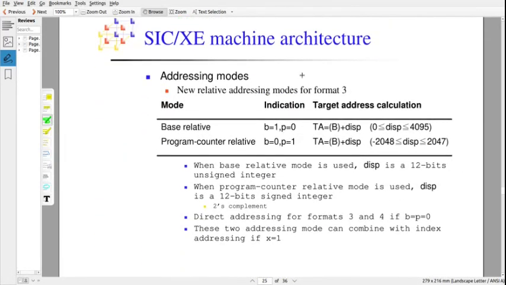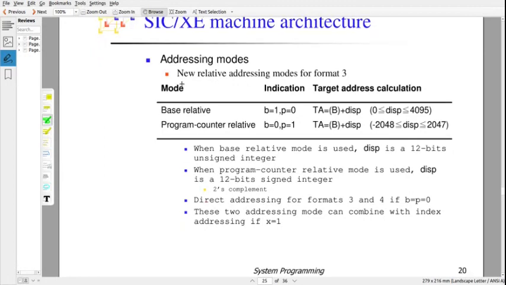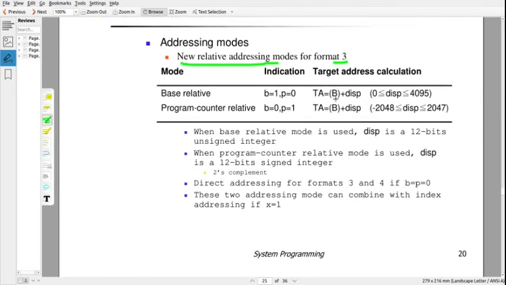Then addressing modes. Since it has different instruction formats, it supports different types of addressing modes compared to SIC. All the addressing modes included in SIC are also included in SIC/XE. Then 2 new addressing modes are the relative addressing modes for format 3 instructions. First we will see how we can identify the addressing modes of a format 3 instruction. So there are 2 flag bits, B and P.